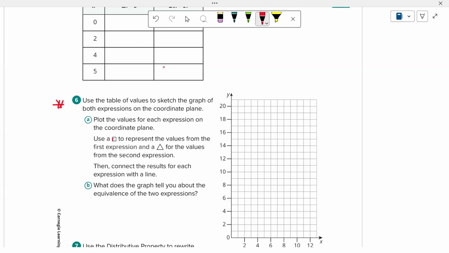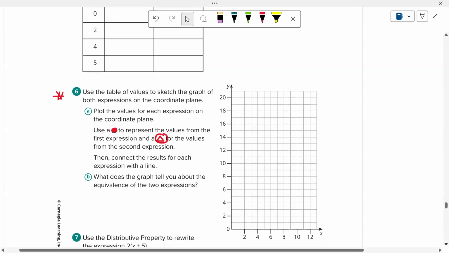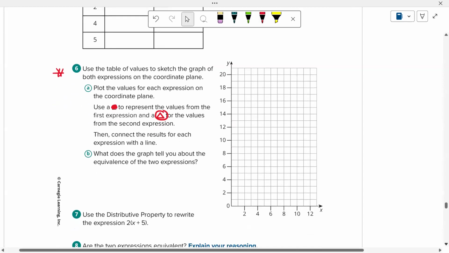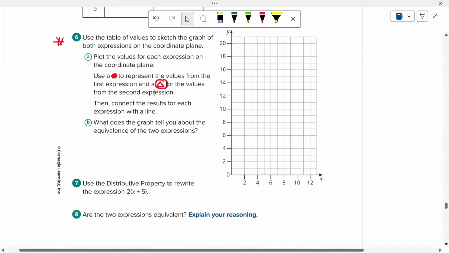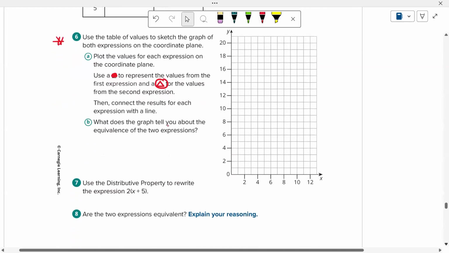You don't have to do that. You can just do a circle for one and then an open circle on the other, whichever you want. If you want to use a triangle, that's perfectly fine. Just make sure you can differentiate between which is which, because I'm going to ask you that on the test. I'm in that test review. What does the graph tell you? You're going to do that for me.